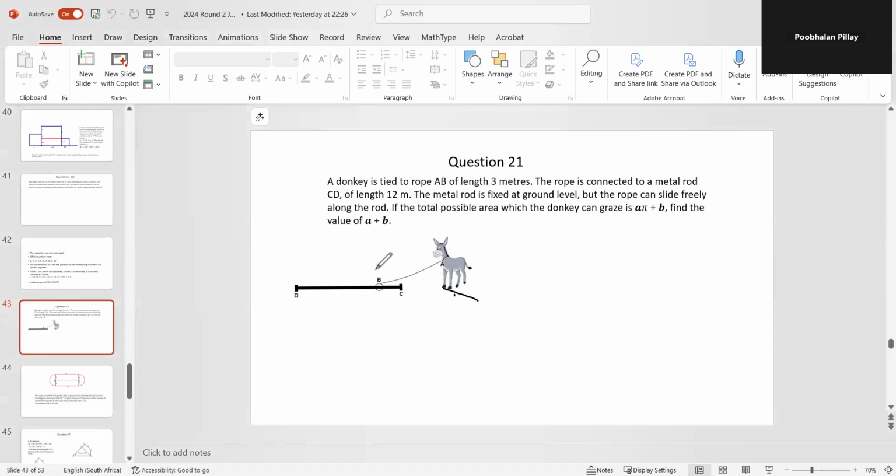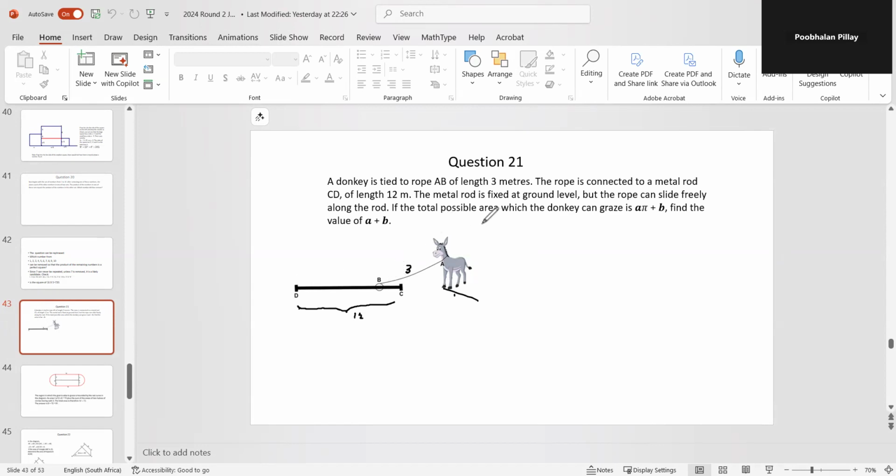Sorry about that. So the length of this rope is 3 meters. We'll just put 3 there. Okay, the rope is connected to a metal rod of length 12 meters. So the metal rod is CD. So here it is, and the length of this is 12. And the metal rod is fixed to the ground at ground level. Okay, it's on the ground. But the rope can slide freely along the rod. So you can see a little ring here, so the rope can move along this rod.